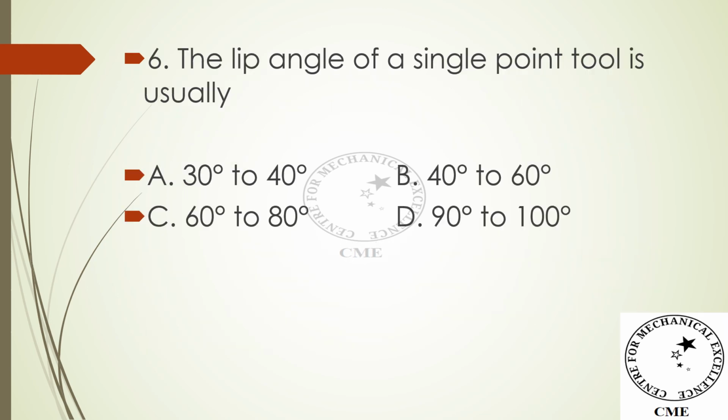Next question. The lip angle of a single point tool is usually: option A, 30 degree to 40 degree; option B, 40 degree to 60 degree; option C, 60 degree to 80 degree; option D, 90 degree to 100 degree. The correct answer is option C, 60 degree to 80 degree.